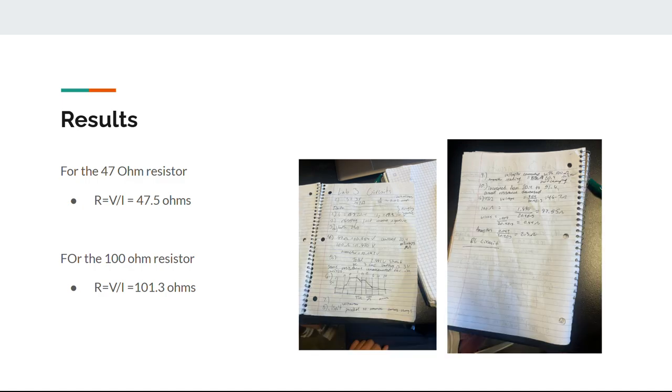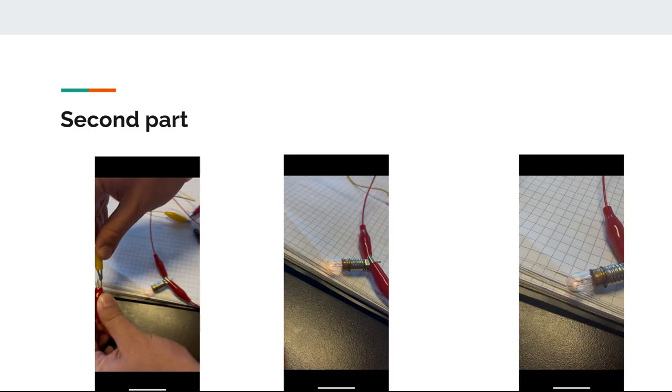The results: once we calculated using resistance equals voltage over current, we found that it was around 47.5 and 101.3 ohms. Here's our work shown on the right. A little bit different than perfect, but it shows that it was very close to the actual answer.